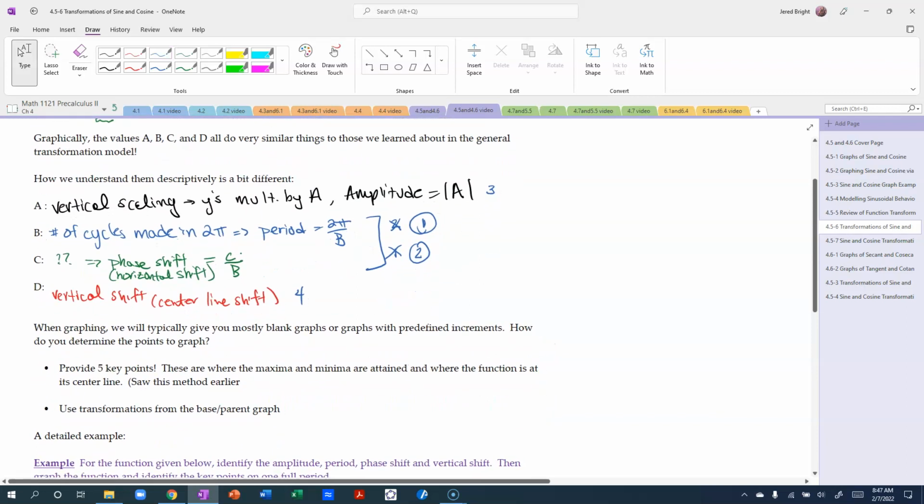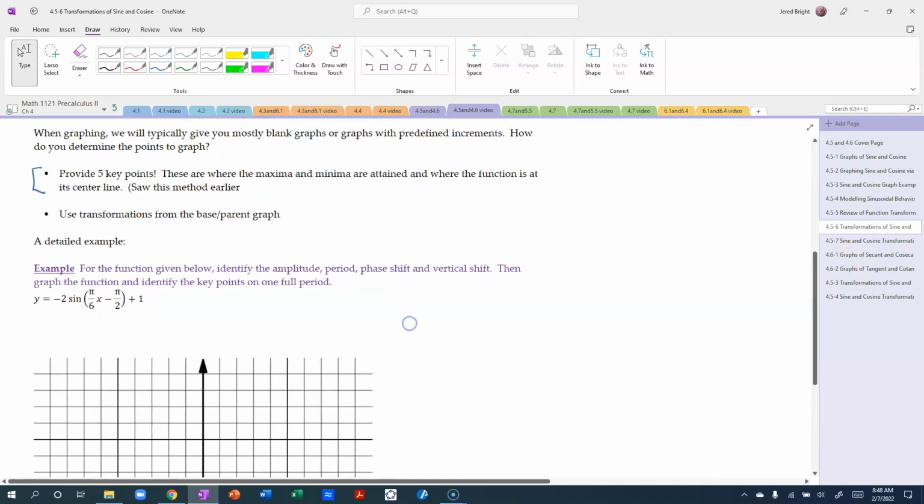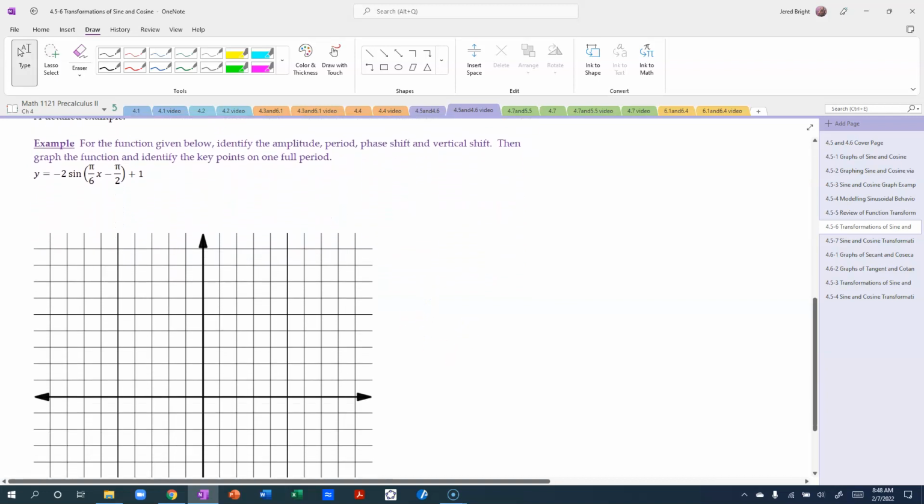Now keep in mind, transformations are an alternative. We still have those 5 key points. So unless I explicitly say in an exercise that you need to use transformations, you can use the 5 key point method. But transformations are a nice alternative. We haven't seen these functions before, but we are going to do them via transformations. We need to identify period, amplitude, phase shift, and vertical shift before we end the exercise. And you'll see how we incorporate the key points as we go along.